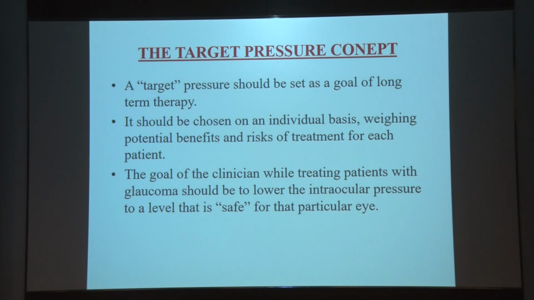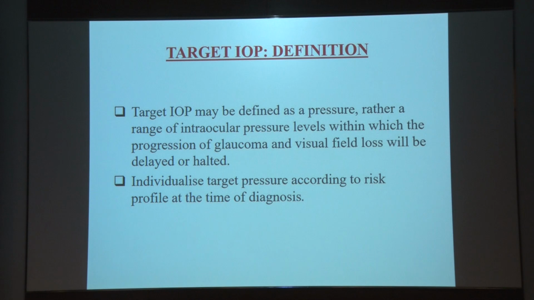What is target pressure? A target pressure should be set as a goal of long-term therapy. It should be chosen on an individual basis, weighing potential benefits and risks of treatment for each patient. The goal of the clinician while treating patients with glaucoma should be to lower the intraocular pressure to a level that is safe for that particular eye. So you need to measure this target pressure. You need to decide what should be the target pressure; it is individualized.